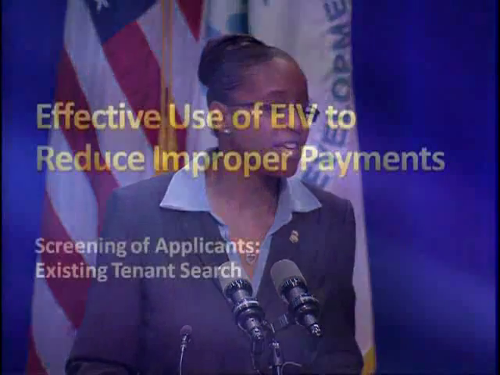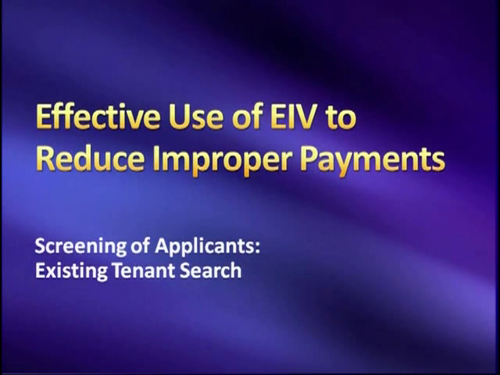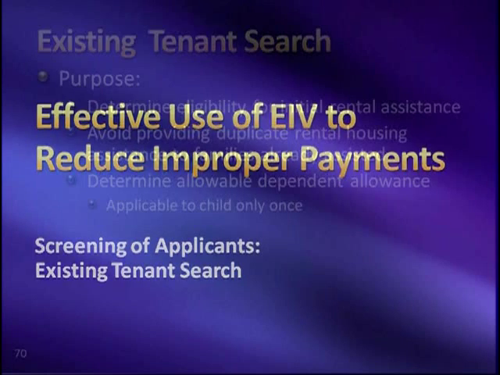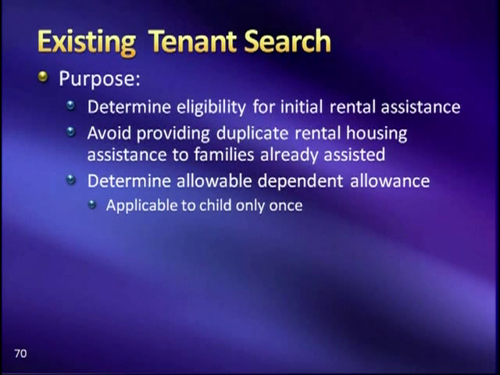Okay, screening of applicants, your existing tenant search. This is also a feature available to determine eligibility for initial rental assistance. And here what we're trying to do is avoid families or household members receiving duplicate assistance. So the bottom line is if the family is already assisted somewhere else or in another HUD rental assistance program, you only get assistance once, okay?